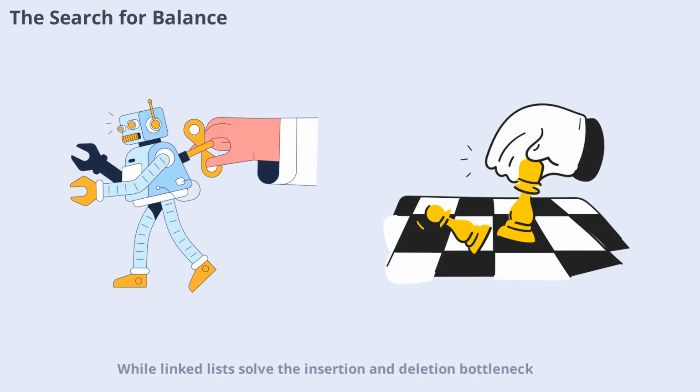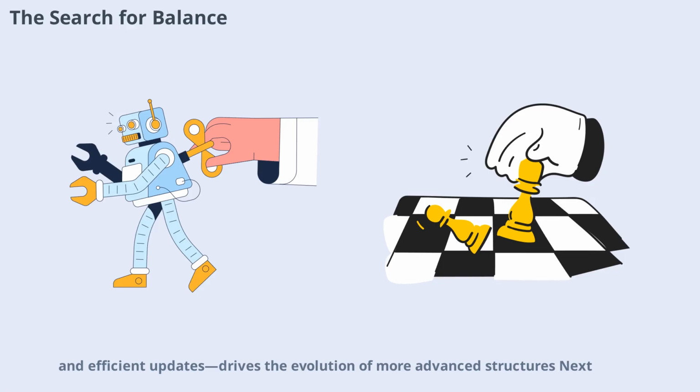A linked list solves the insertion and deletion bottleneck, but they sacrifice fast access. This trade-off highlights a recurring theme in data structures. Improving one aspect often means compromising another. The quest for the best of both worlds, fast access and efficient updates, drives the evolution of more advanced structures. Next, we'll explore how hash tables attempt to achieve this balance.